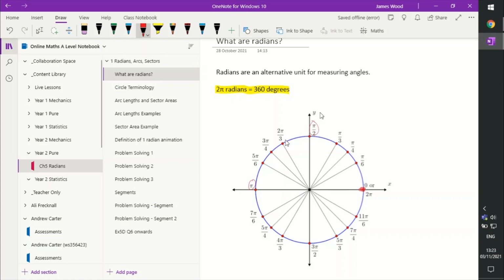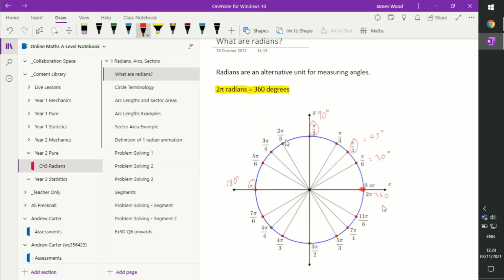So maybe let's write a few of these on. This is obviously 90 degrees here. This is 180 degrees. So there's a few easy ones. 2 pi is 360. Pi is therefore 180. Pi over 2 is therefore 90. Pi over 4 is therefore 45 degrees. And you can work out other multiples as well. So, for example, pi over 6, well, that's 180 over 6, so that's 30 degrees.